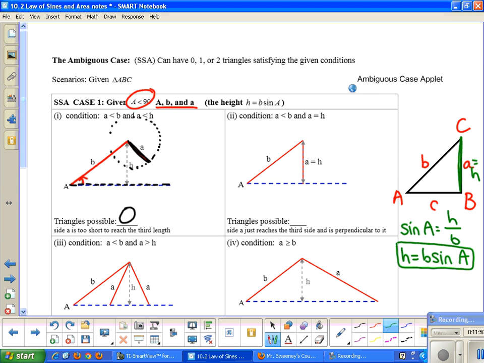So in this case, if I were to do B times the sine of A, it's going to be equal to a value that is less than the height. And because it's less than the height, I know that this side A right here is never going to reach. Whenever that A value is equal to the height, there's only going to be one possible solution, because it's going to make a 90-degree angle when it's the same as the height of the triangle.